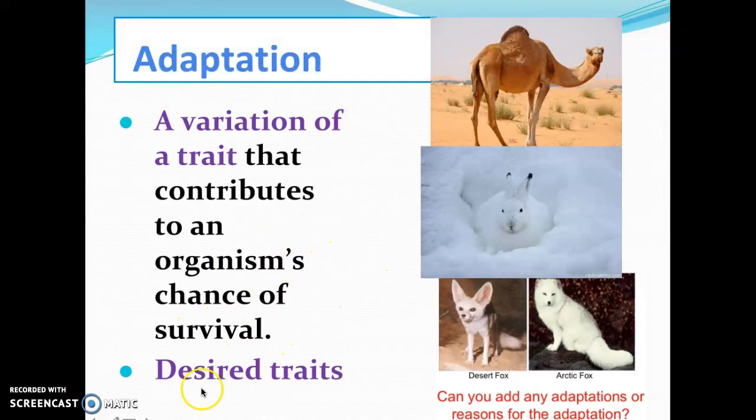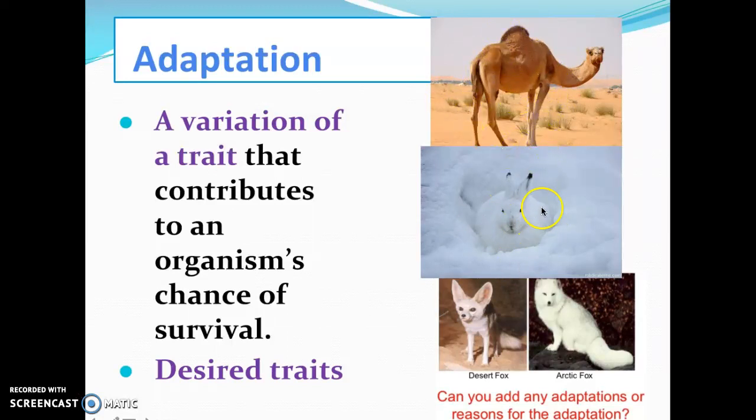Okay. Sometimes we call these desired traits, but they're not quite desired by the organism, but they're desired for the environment. All right. What I mean is, for example, this example of the camel here, the camel doesn't desire to have this hump that allows it to store a lot of water over a long period of time. It didn't really desire that. It just happened over a long period of time. It was an adaptation that it developed over a long period of time.